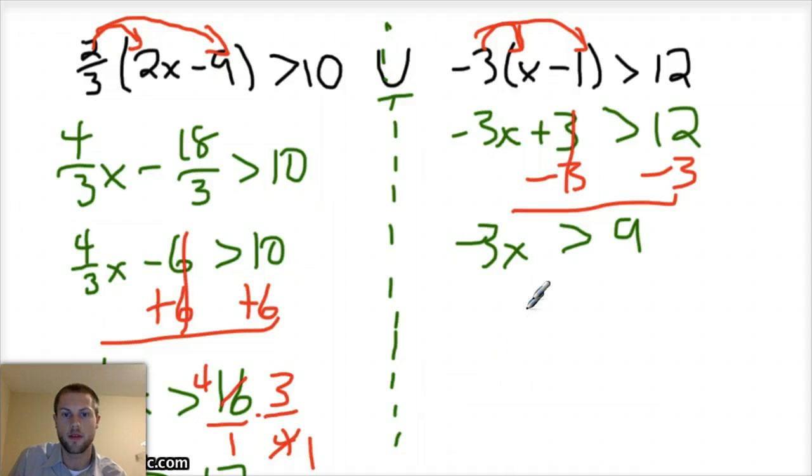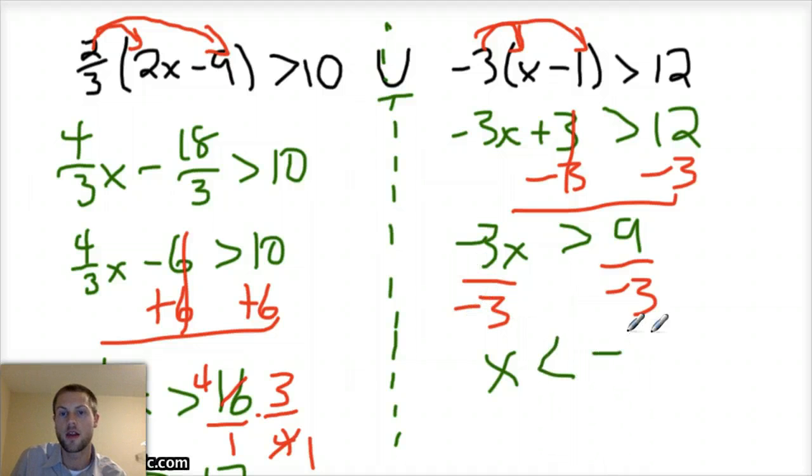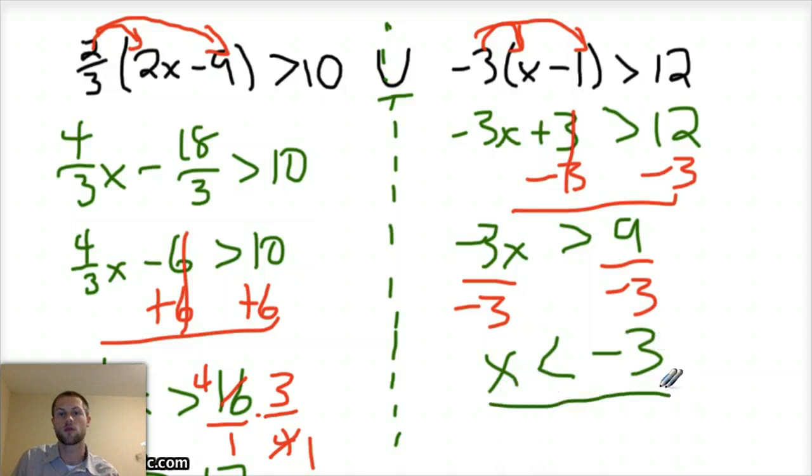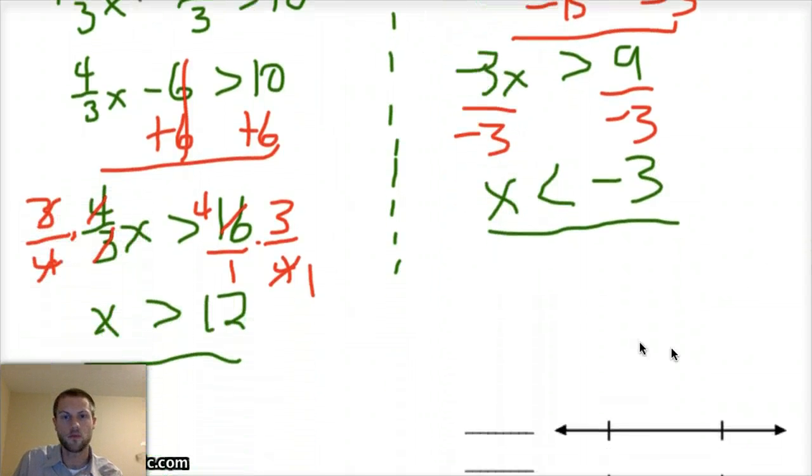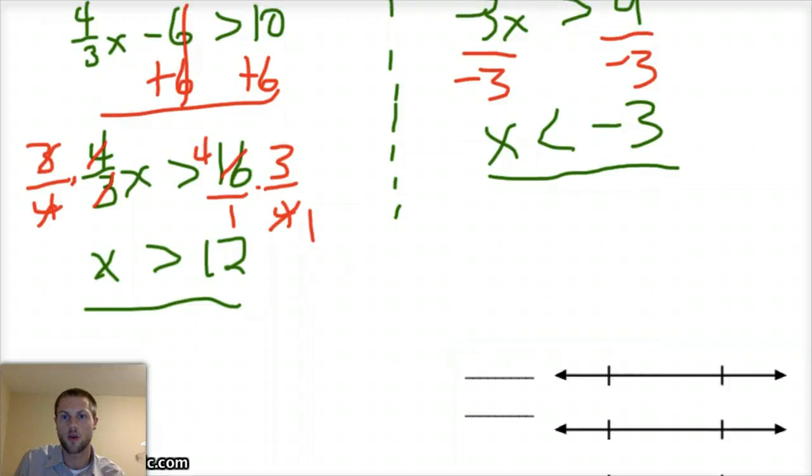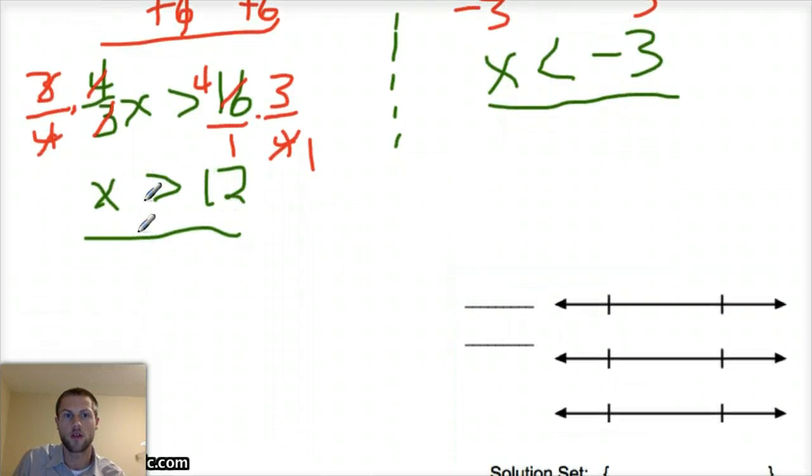And now I'm going to have to divide out that -3 from both sides. So I'm going to come out with an x, and now remember the sign is going to flip here because I divided by a negative number. So x is going to be less than -3. And that one was a lot quicker than the left-hand side one. So I've got my two inequalities. I've got x is greater than 12 and x is less than -3.